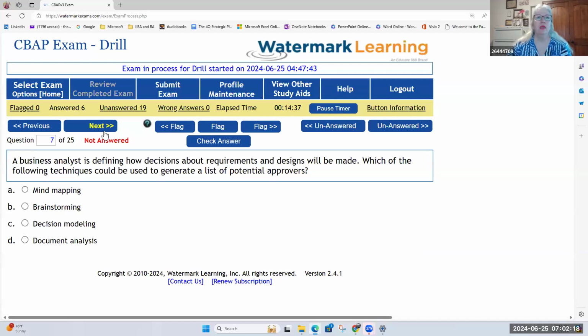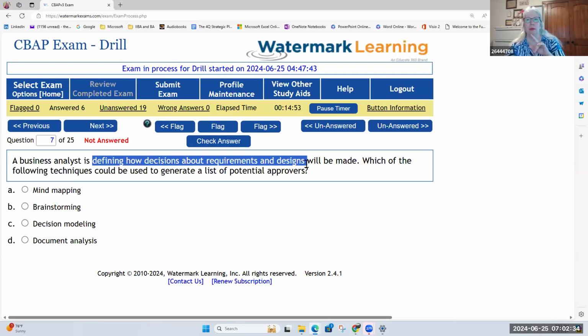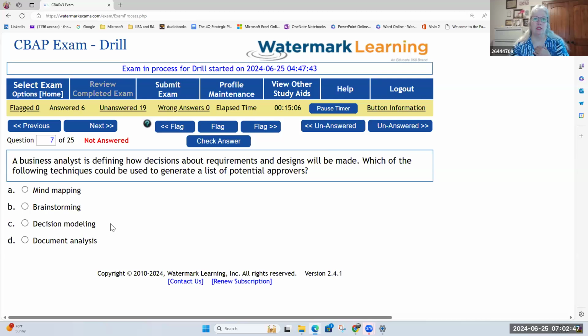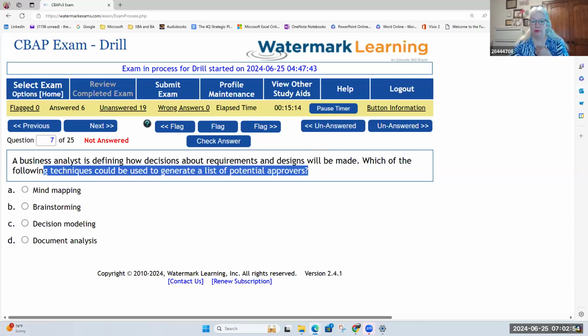Let's go on. A business analyst is defining how decisions about requirements and designs will be made. Which of the following techniques could be used to generate a list of potential approvers? So when it's saying defining how decisions about requirements and designs will be made, it's talking about assigning the tiebreaker. You know, we've got 4 people that are saying 4 different things. Who gets to say which one we're going to do? So are they talking about mind mapping, brainstorming, decision modeling, or document analysis? Which of the following techniques could be used to generate a list of potential approvers?